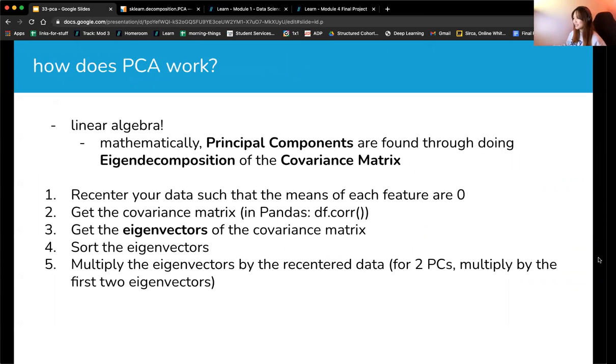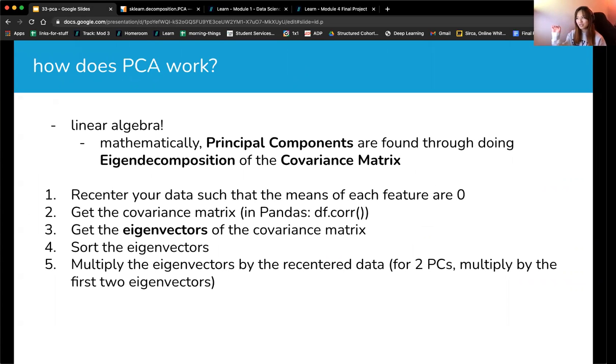All right, so let's see how PCA works. PCA works through a purely linear algebra process. Principal components are found through doing eigen decomposition of the covariance matrix.